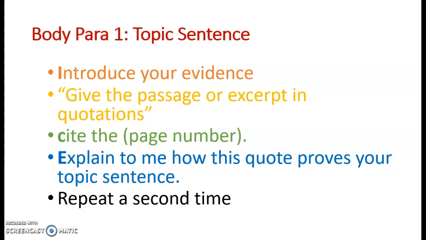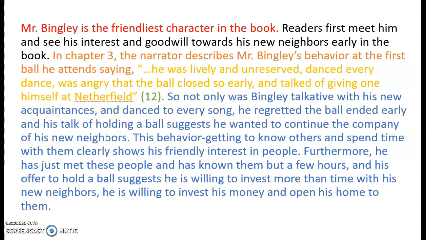So in our example, I said, Mr. Bingley is the friendliest character in the book. Readers first meet him and see his interest and goodwill towards his new neighbors early in the book. So I've again sort of combined the dictionary definition in, not necessarily my topic sentence, but the second sentence, sort of my bridge sentence. Now I want to give the information, but I have to introduce it.